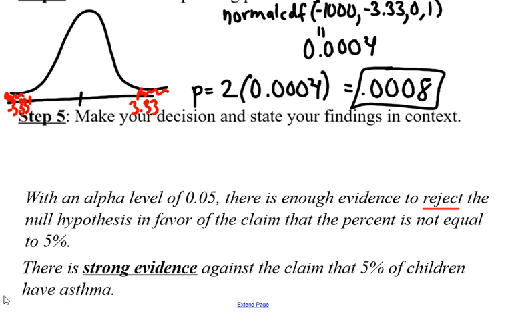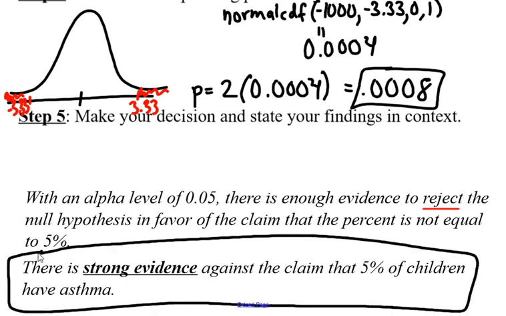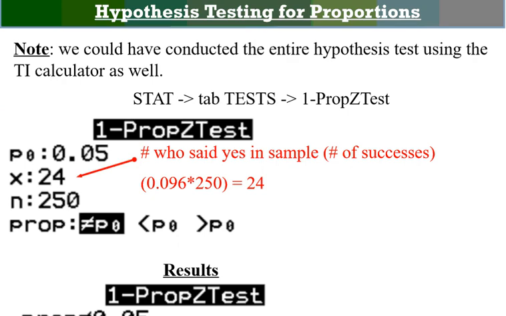Or if we were interpreting, which is the way that statistics is moving toward, instead of comparing to a significance level, we would say there is strong evidence against the claim that 5% of children have asthma. Actually, technically, if it is 0.0008, we would say there is very strong evidence. But either way, we got a strong statement.